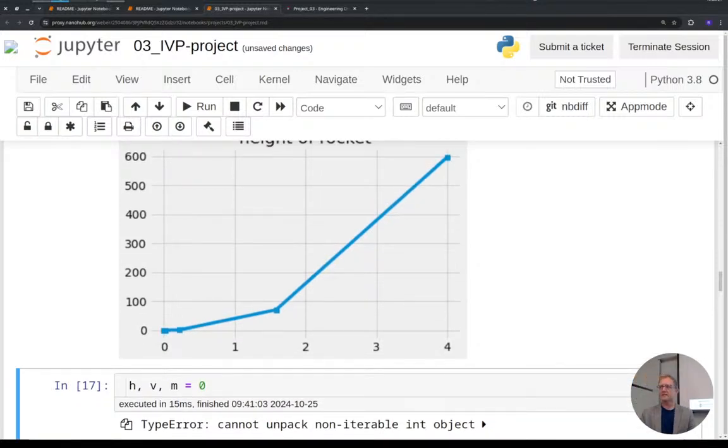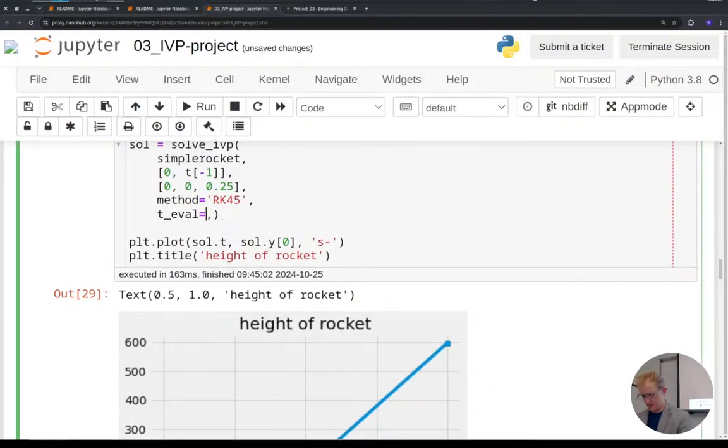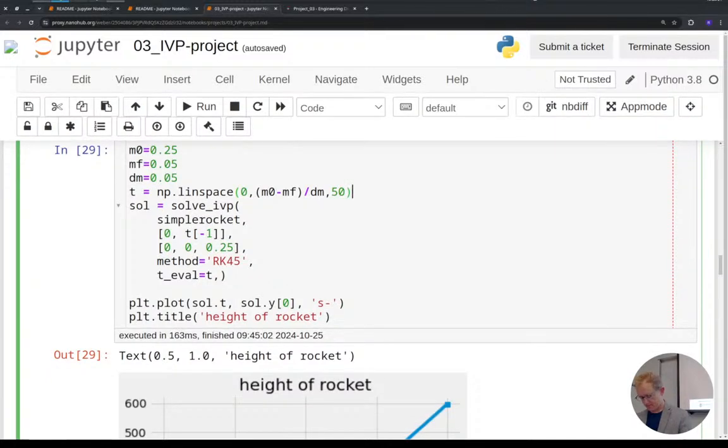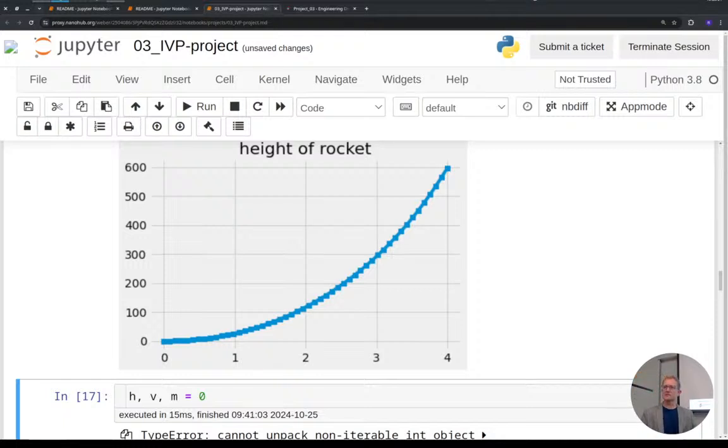So we can see these integration methods have different time steps, and they're trying to optimize the number of times you have to evaluate the function. I don't really care, I just want a better curve, so I can change my function evaluations, t eval, and make that equal to 50 steps. So I get a smoother, constant time step solution.